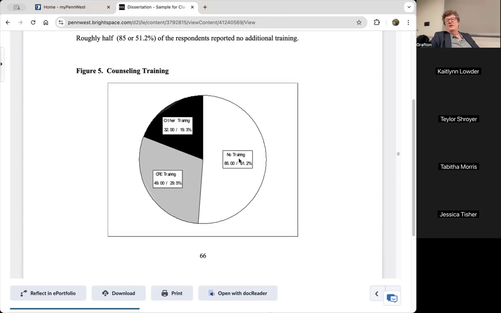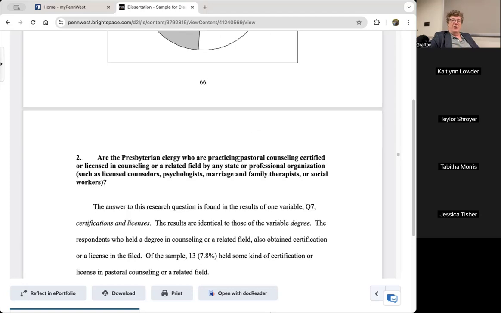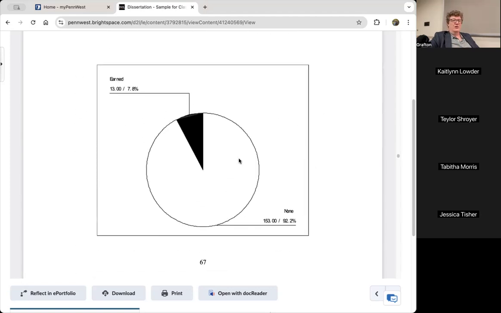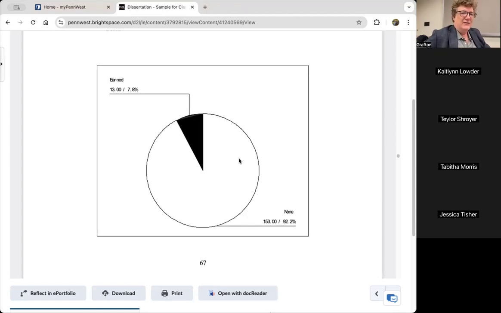You might look at what counseling training individuals had. Well, some might have no training, some might have a degree, some might have some other type of training. Maybe they went to workshops or conferences or something like that.